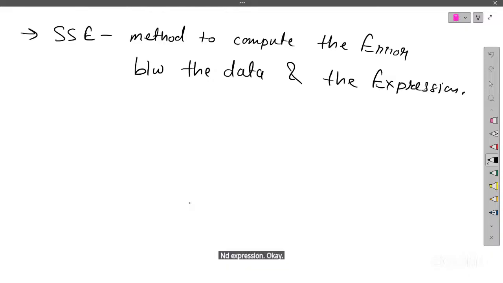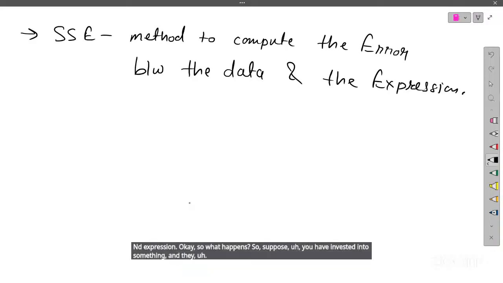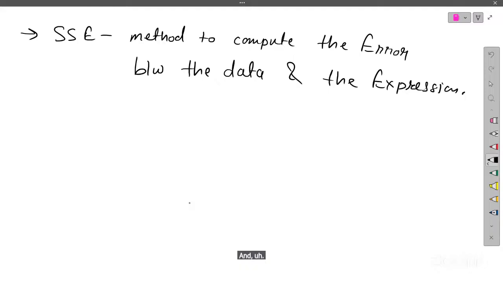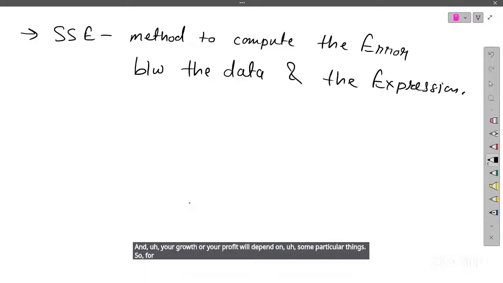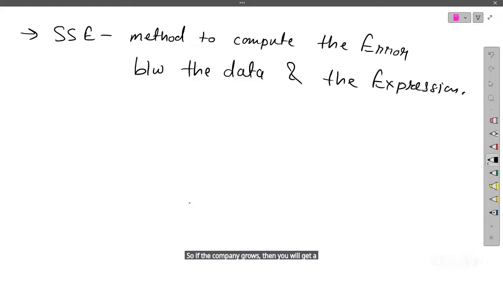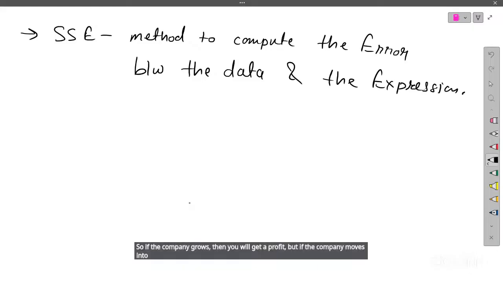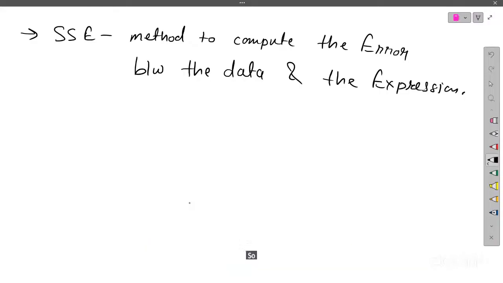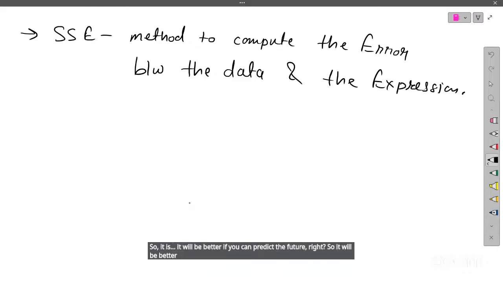So suppose you have invested in something and your growth or your profit will depend on some particular thing. For example, if you invested in some company and the company grows, then you will get a profit, but if the company moves into loss, you will have a loss, right? So it will be better if you can predict the future, if you have something in which you put the time t and you get your answer whether you are getting the profit or not.